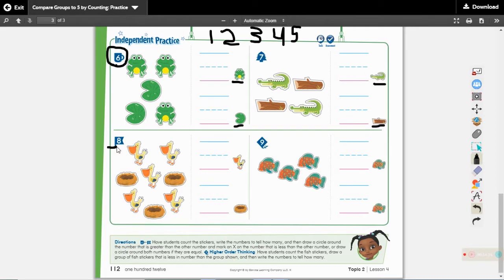Look at number 8. We have pelicans and we have pelican nests. Pelicans and pelican nests. So you need to count the number of pelicans and write it right here. Go ahead and do that. Now, count the number of nests and write those right here.